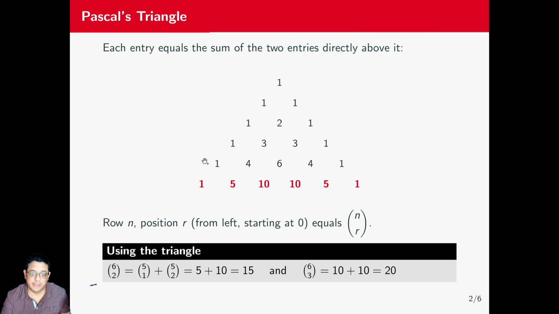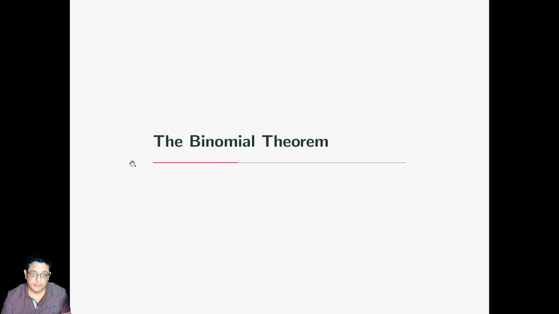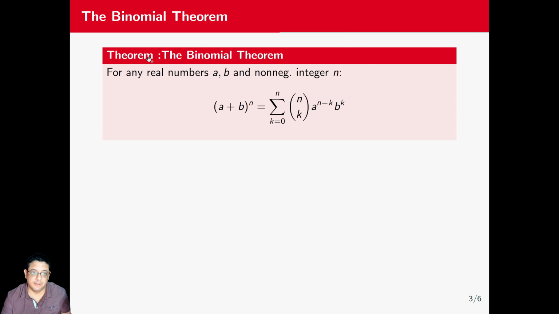Okay, so why is this also useful for the binomial theorem? The binomial theorem says that for any non-negative real numbers a and b and any integer n, the binomial a plus b to the power n can be seen as the sum from k equals 0 to n of n choose k, and this is what gives me the coefficient for the polynomial term a to the power n minus k times b to the k.